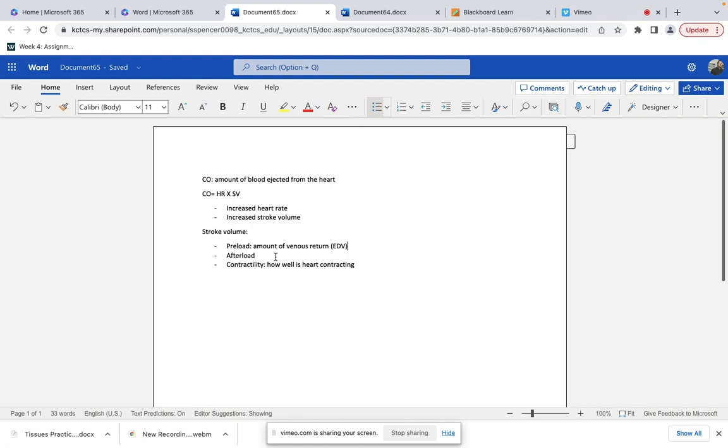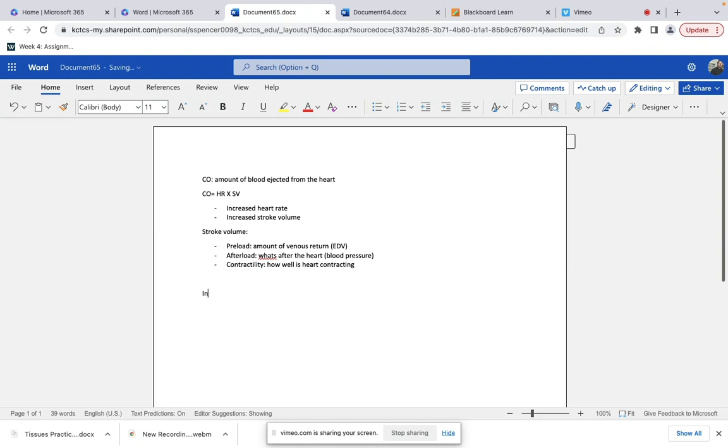Okay? Afterload is what's after the heart. And I like to think of this as blood pressure. So how much pressure is the heart pumping against? How much pressure does the heart have to generate in order to pump blood out into the rest of the systemic circulation? And then contractility is how well the heart is contracting.